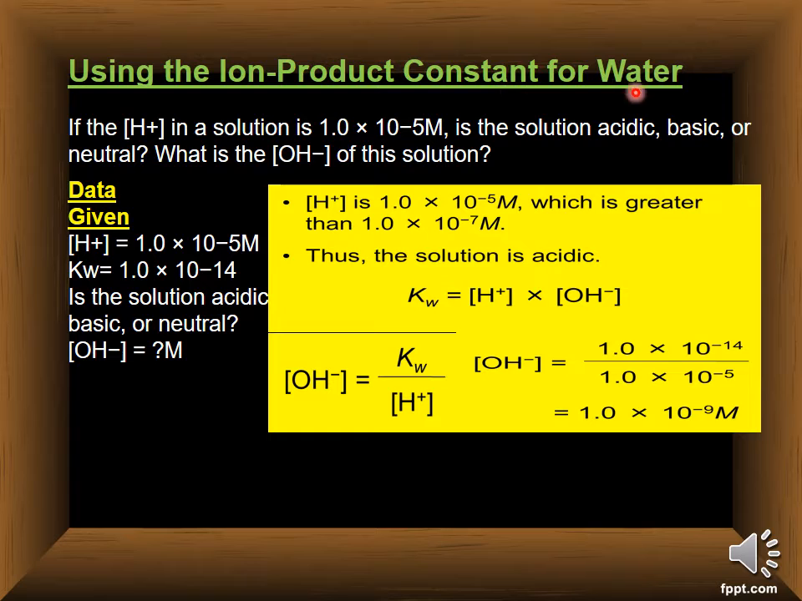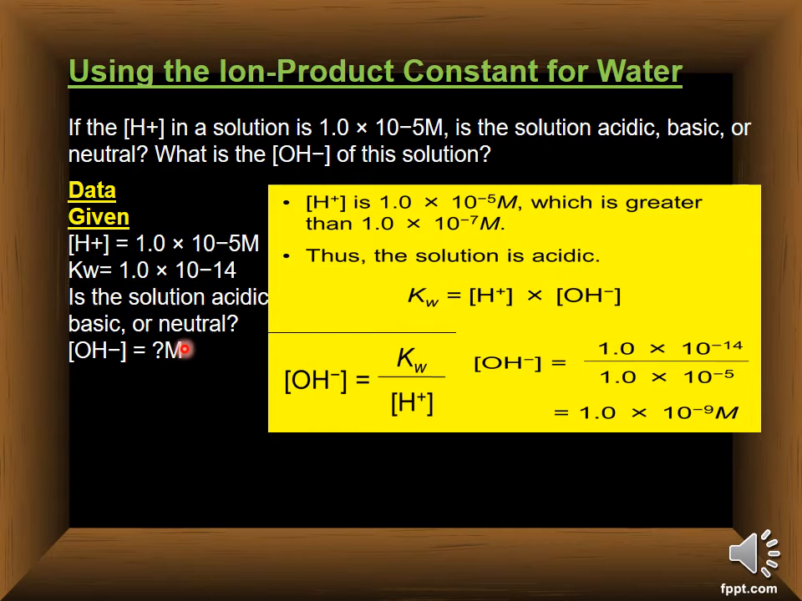Using the ionic product constant of water, if the H positive ion in a solution is 1.0 times 10 power negative 5, this is the concentration of H positive ion, remember. Is the solution acidic or basic or neutral? What is the OH negative for this solution? So let's start. What is given? The concentration of H positive ion. So H positive ion is equal to 1.0 times 10 power negative 5 molar. Okay, this is given. Kw is always a constant value. Kw is always 1.0 times 10 power negative 14. Now what is being asked is whether the solution is acidic, basic or neutral, as well as the OH negative ion concentration.